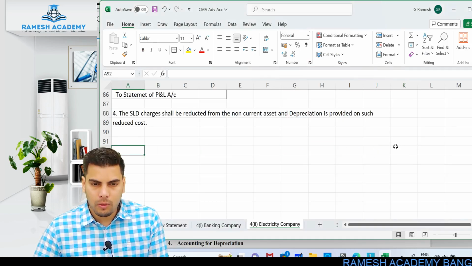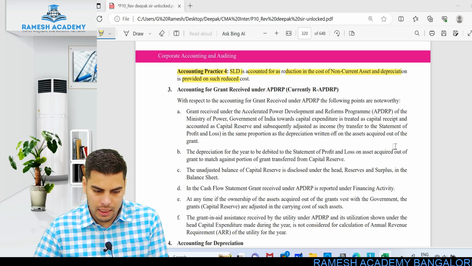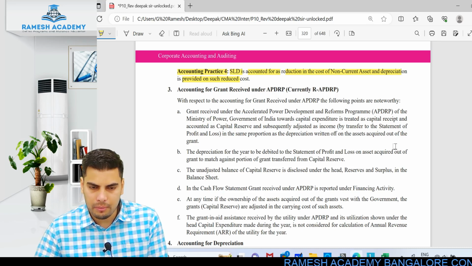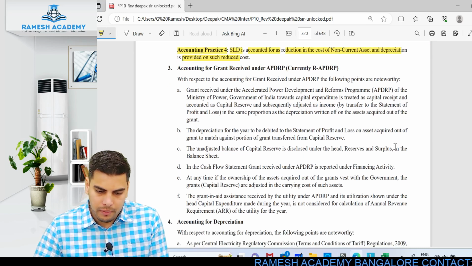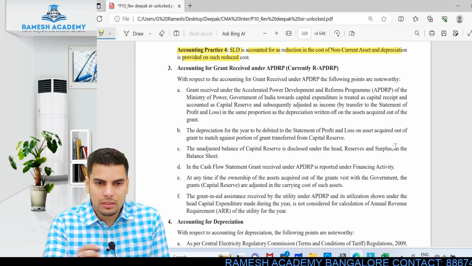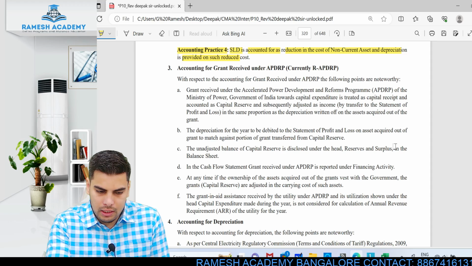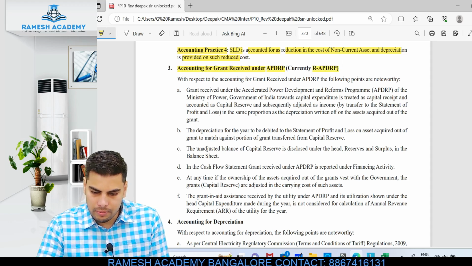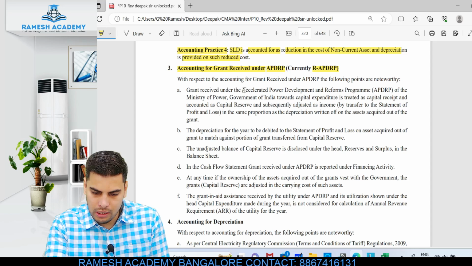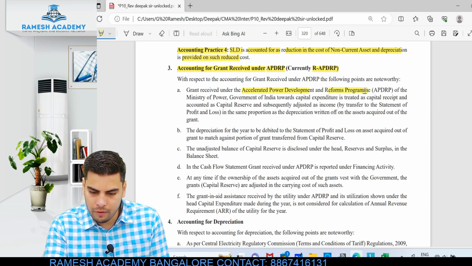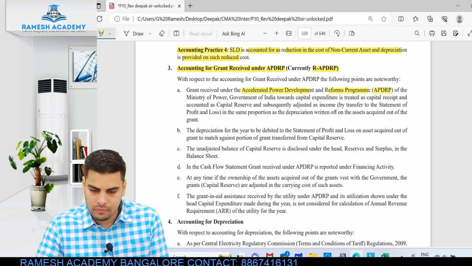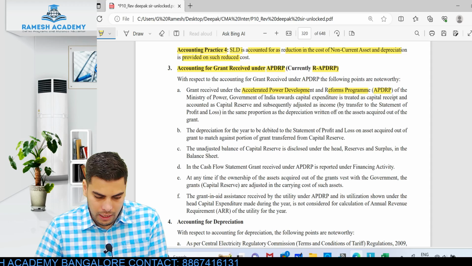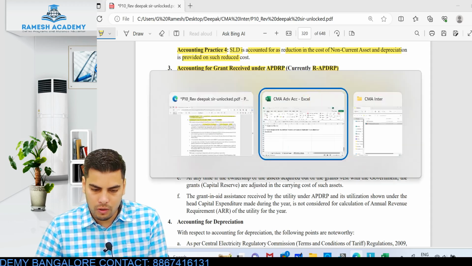Okay, these are the four approaches in which we'll be treating this SLD account, security line cum development charges. All right. Let's look into this third type of special transaction, that is accounting for grant received under APDRP. They have given the abbreviation over here, Accelerated Power Development and Reform Program. If at all we are receiving any grant amount from them, how are we supposed to account for it?